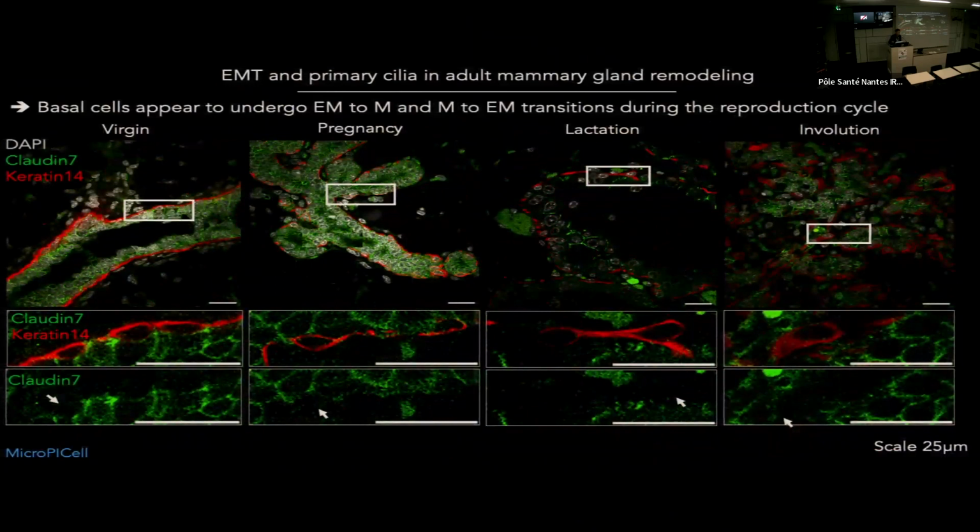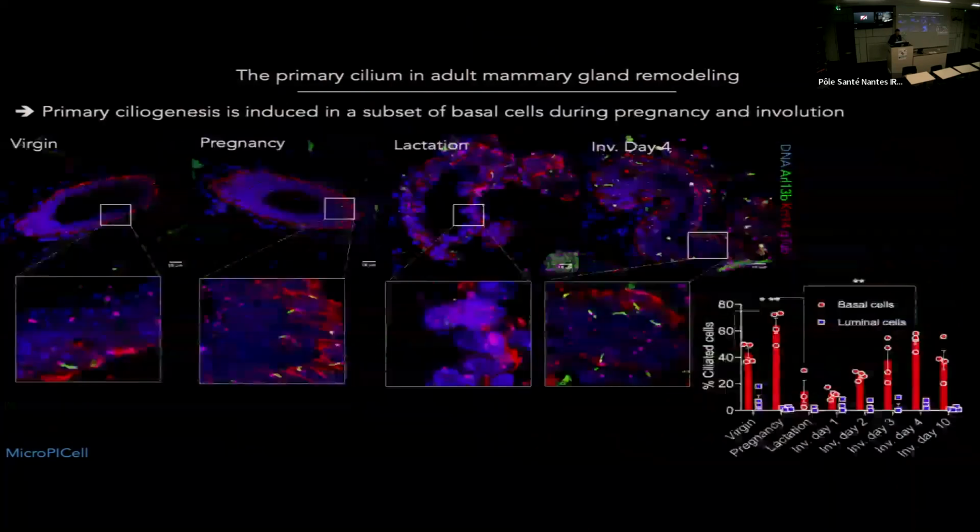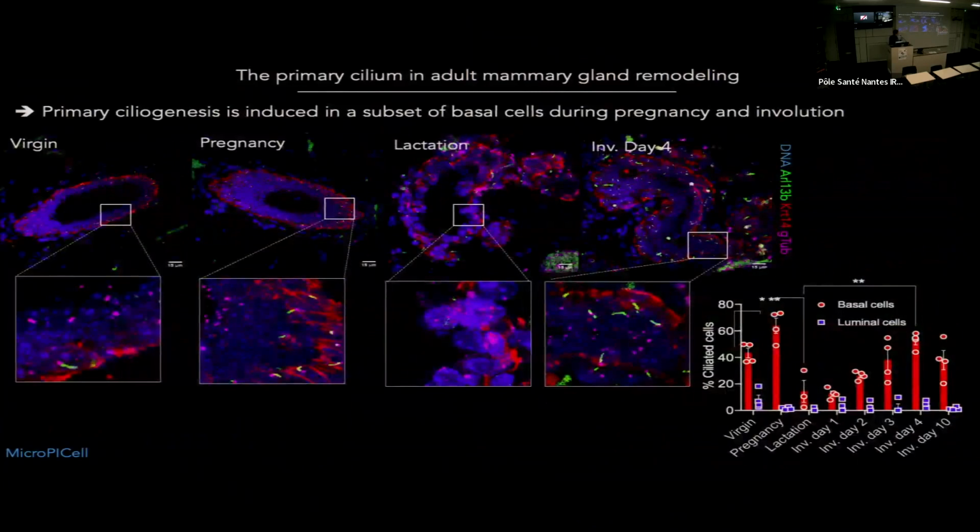And then we analyzed cilia in this context as well. Strikingly, we observed that primary ciliogenesis is very dynamically regulated also during the reproduction cycle, and in these basal cells specifically. We saw a pronounced induction of ciliogenesis exclusively in the basal cells during pregnancy. Then cilia are disassembled during lactation in the basal cells, to be induced de novo in basal cells at involution, telling us that primary ciliogenesis is induced at an intermediate EMT state during the reproduction cycle, specifically in basal cells.